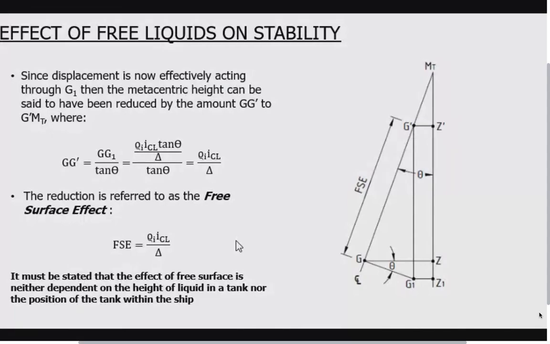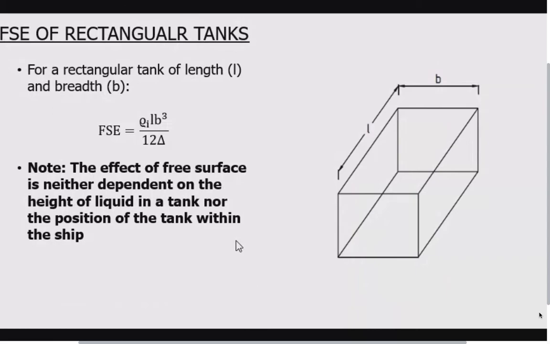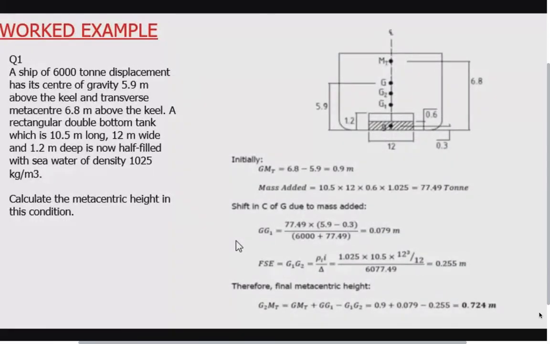Sir, one more thing. In the calculation, can you please go back to the screen? We got the initial depth in the question as 1.2, right? And because it's half filled, that's why we use 0.6. Then why did we divide this 0.6 by 2 again when calculating for GG1?